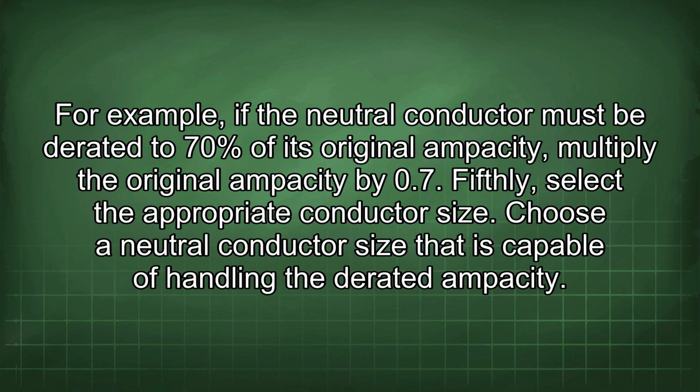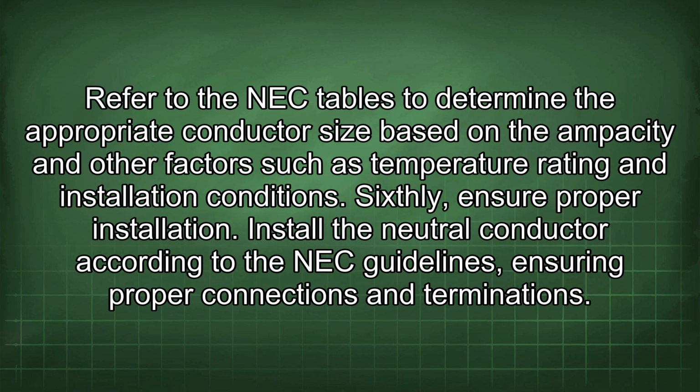For example, if the neutral conductor must be derated to 70% of its original ampacity, multiply the original ampacity by 0.7. Fifthly, select the appropriate conductor size. Choose a neutral conductor size that is capable of handling the derated ampacity. Refer to the NEC tables to determine the appropriate conductor size based on the ampacity and other factors such as temperature rating and installation conditions.